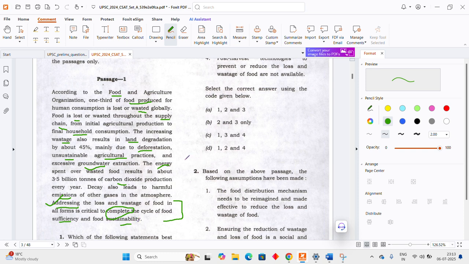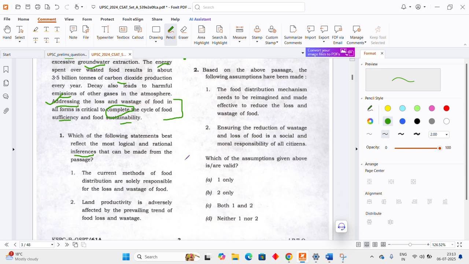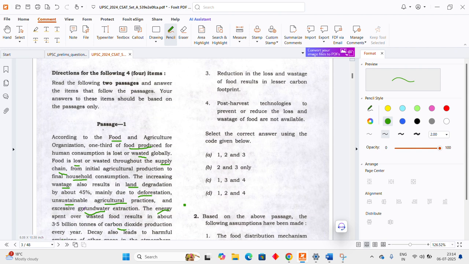Okay, now let's see what the question states. Inference is supposed to be found out. Current method of food distribution is solely responsible. Solely, cut it down. No, that won't be possible because it is talking about an entire cycle. Next, land production productivity is adversely affected by prevailing trends of food loss and wastage. Very mild statement, correct. Then we have third, reduction in the loss and wastage of food results in lesser carbon footprint. Again, a mild statement, looks correct.